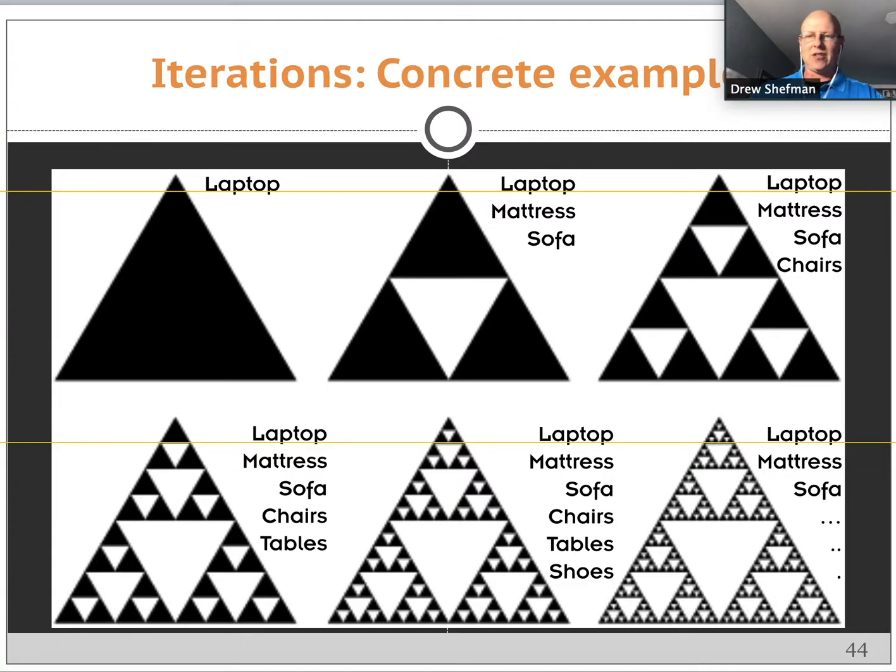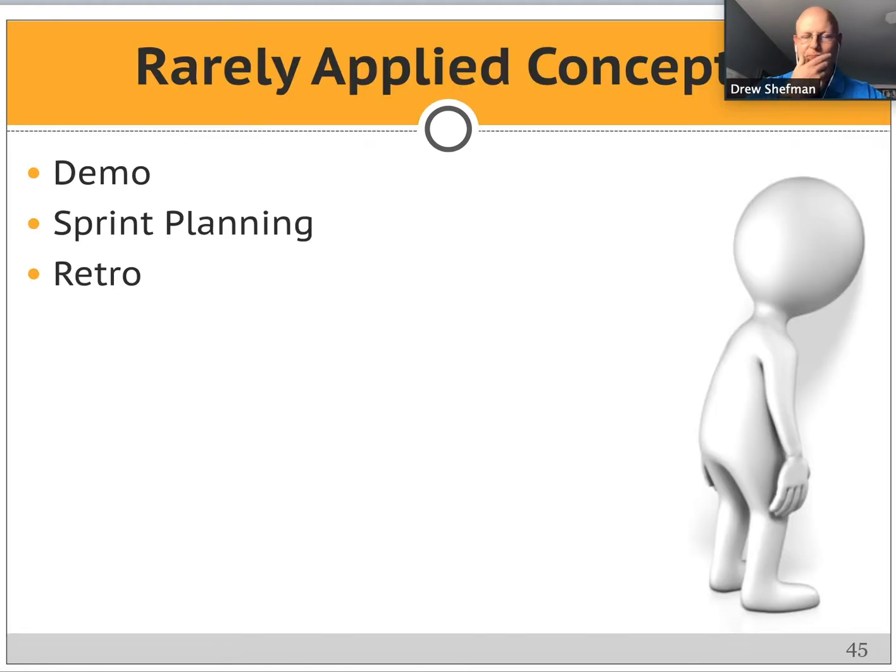If, however, we get an extra couple of minutes and we can save some chairs, even better. If after that we can save tables, it's great. And then on and on and on. So this is how iterations build.